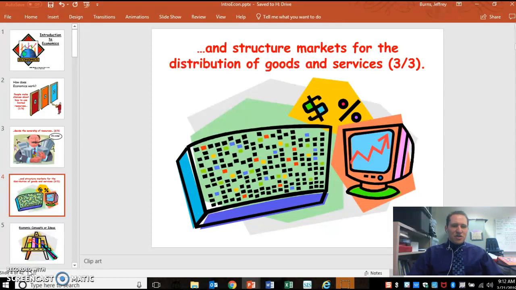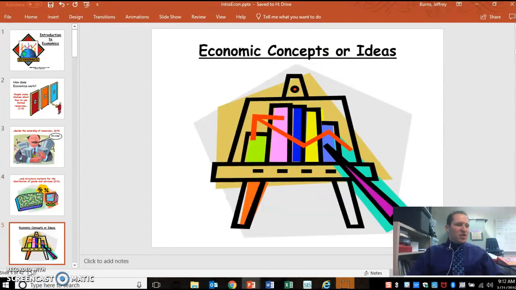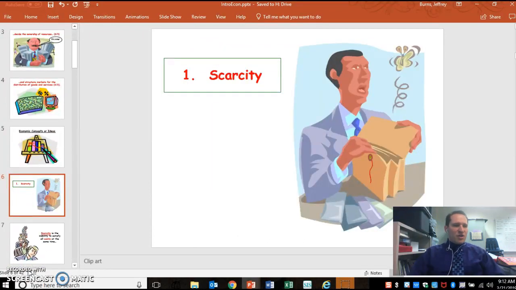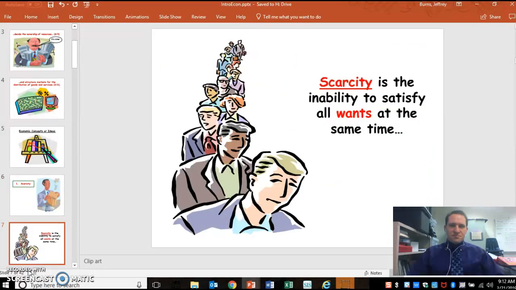All right, so what you're going to do is write the key term on the left side of the Cornell notes. There's a blank there. And then you're going to write the information for the definition or description or examples on the right side of the Cornell notes. All right, so first one, number 1, what is scarcity?